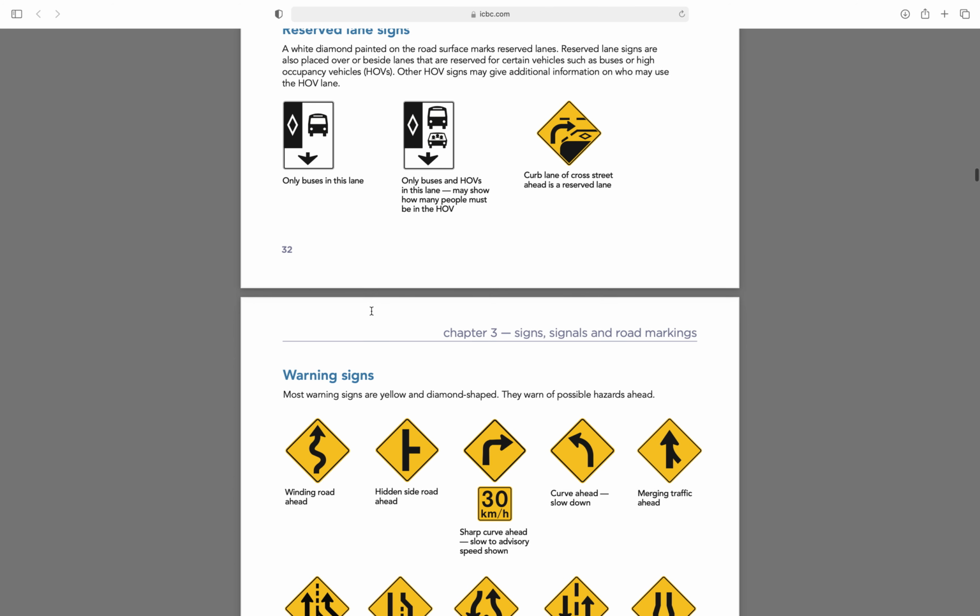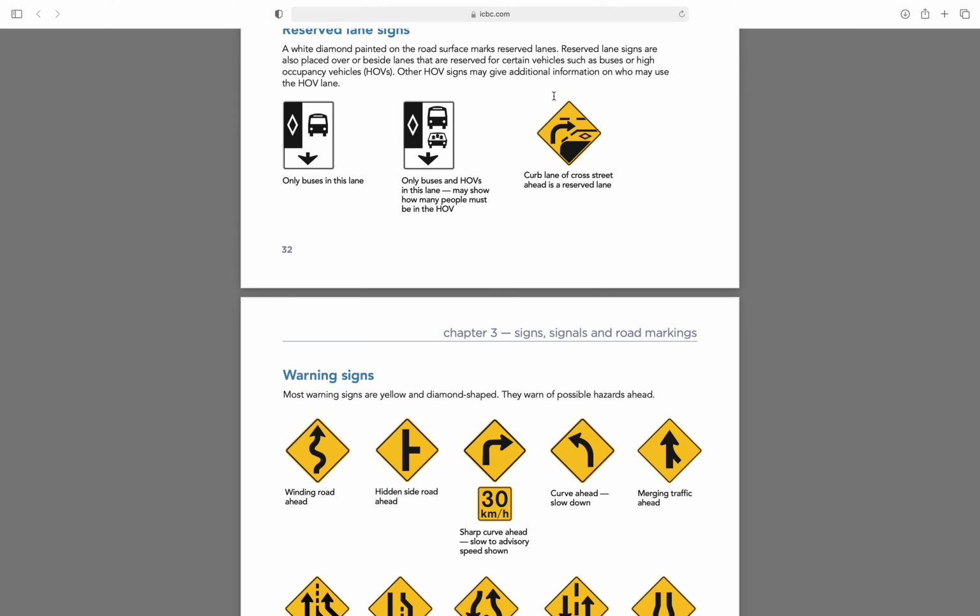Reserved lane signs. So these are also in Langley now, and also, of course, in Vancouver. The white diamond painted on the road surfaces marks reserved lanes. Reserved lane signs are also placed over or beside lanes that are reserved for certain vehicles, such as buses or high occupancy vehicles. Other HOV signs may give additional information on who may use the HOV lane. So we have this on the number 1 highway, and then also downtown Langley near the bus depot.